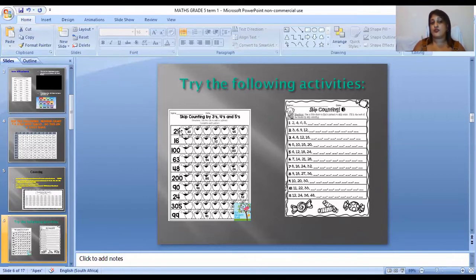Now we're going to move on. 27, 30. I have to add another 3, 33. Another 3, 36. Another 3, 39. Another 3, 42. Another 3, 45. And then 48. But if your counting is incorrect, remember, the sum is going to be wrong and you're going to lose marks.